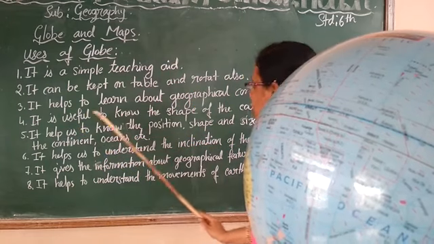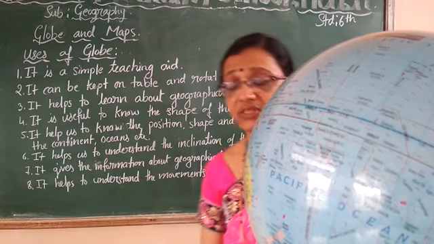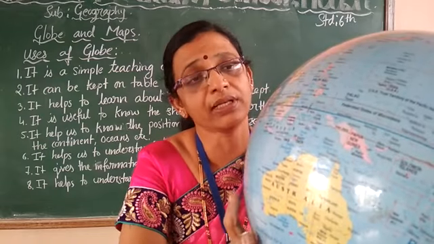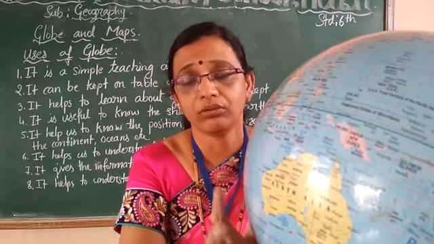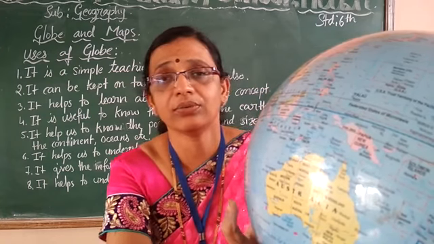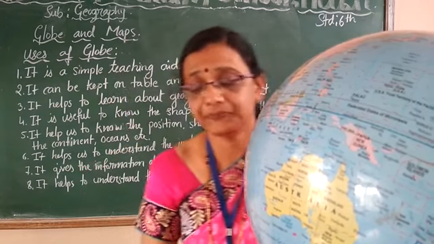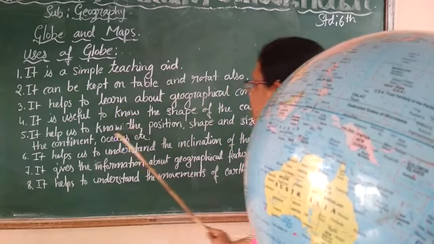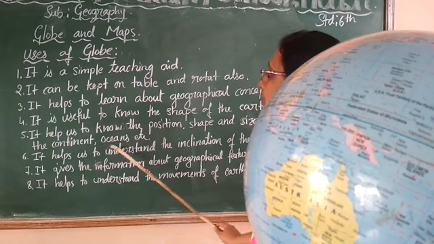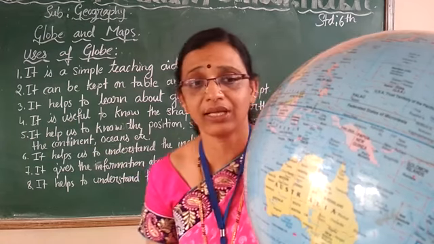Next, it is useful to know the shape of the earth. Just now I told you that by seeing the globe only we can understand what is the shape of the earth. Geoid shape it is, that we come to know. Yes, no? Then, it helps us to know the position, shape and size of the continents and oceans. Just now I explained to you.